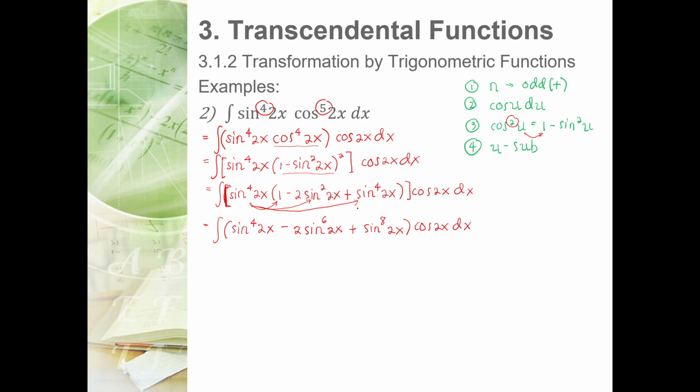So if you try to arrange them in descending order according to degree, the first one will be your sine 8 2x, then next is your sine 6 2x, then lastly is your sine to the power of 4 2x, cosine 2x dx. So observing that your exponents are all even, we can now use the u sub. So we are done with the first 3 steps. So next step is your u sub.